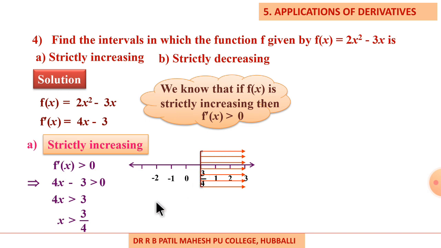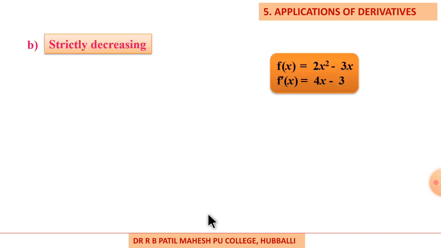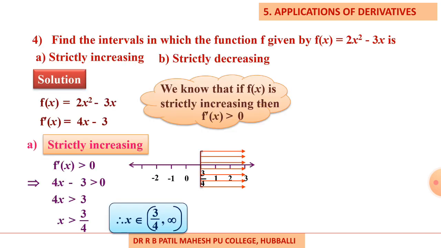So x is greater than 3 by 4. We will get the interval: x belongs to the open interval 3 by 4 to infinity. So x belongs to 3 by 4 comma infinity. Greater than 0 means that 3 by 4 is not included, so you have to use open intervals. So this is strictly increasing. The function is strictly increasing in the open interval 3 by 4 comma infinity.